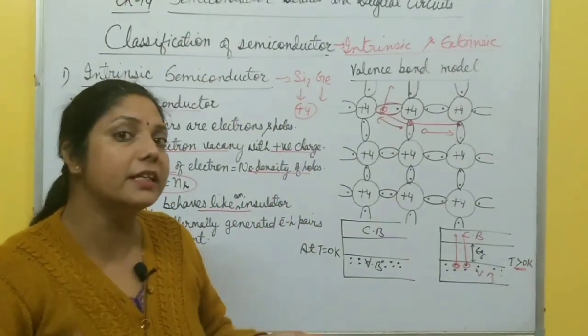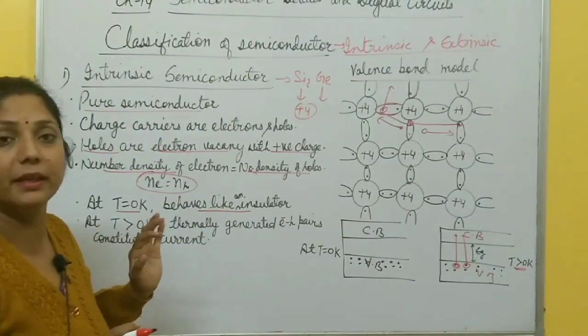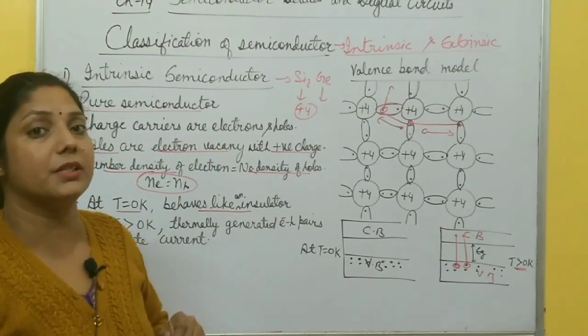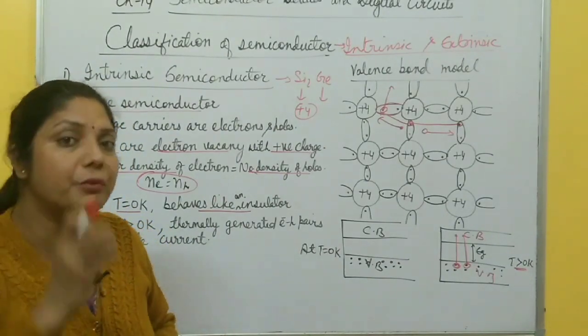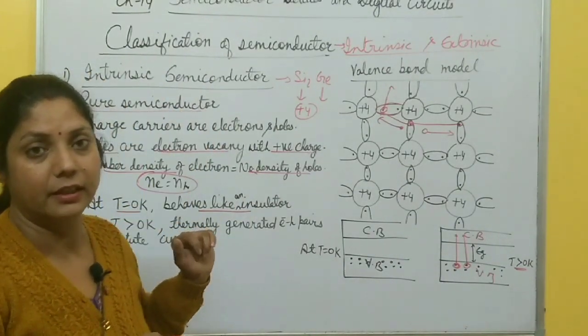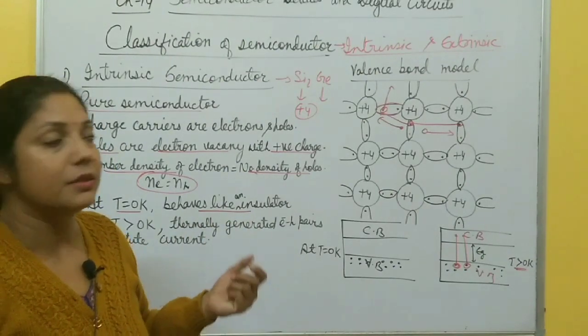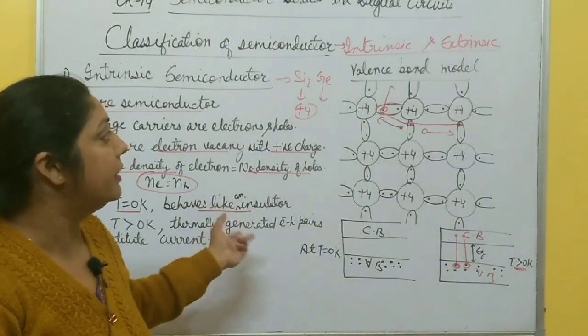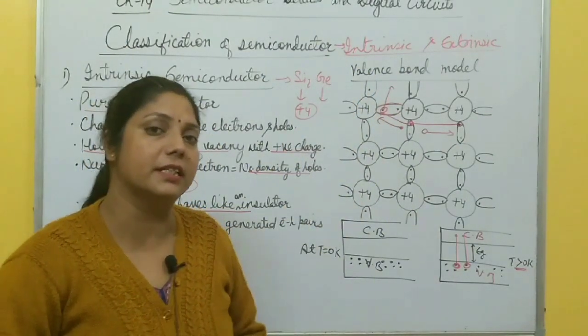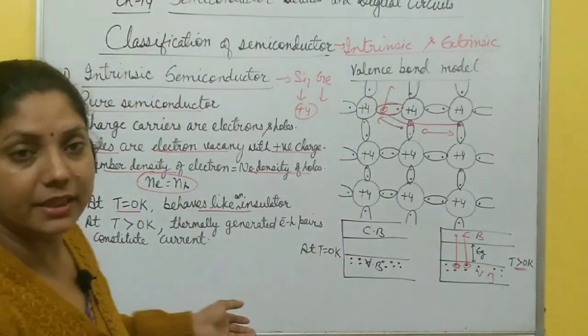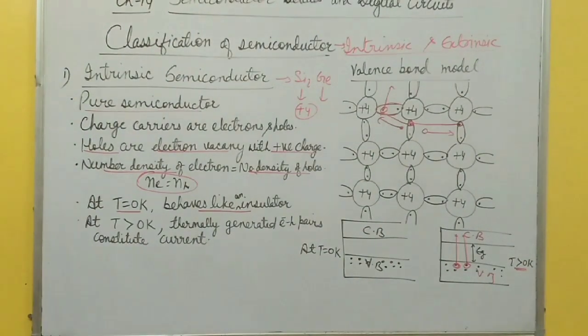And how can we increase the conductivity of this pure semiconductor? By the process of doping, and doping is nothing but mixing of impurity atoms into a pure semiconductor. That process is called doping. So by the doping process we can create an extrinsic semiconductor from an intrinsic semiconductor to increase the conductivity. Next we will discuss the extrinsic semiconductor. Please take a screenshot of this.